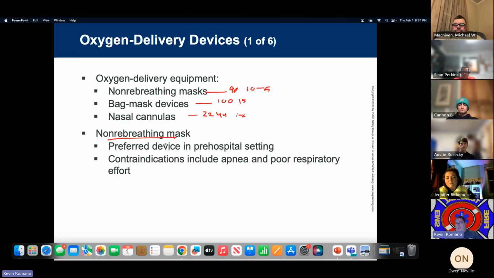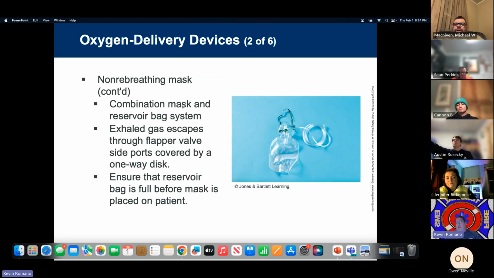The non-rebreather mask is the preferred device in the pre-hospital setting, but it's contraindicated if the patient's apneic or has poor respiratory effort. That's when we have to go to the BVM. All right. This is a non-rebreather mask. Please make sure that you hold and fill the reservoir bag. I have popped these before because I wasn't paying attention to the back of the ambulance filling them, and then they explode. They put a hole in them and make a loud pop. So again, make sure that you fill the bag, then put it on the patient's face.